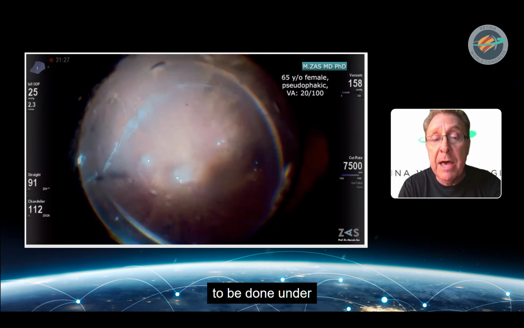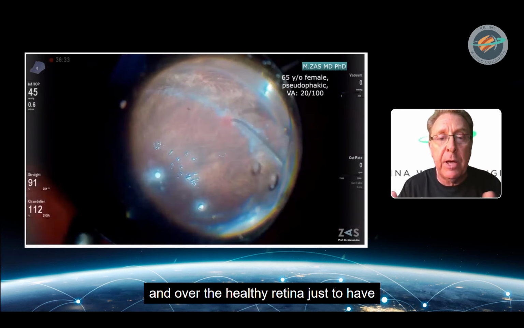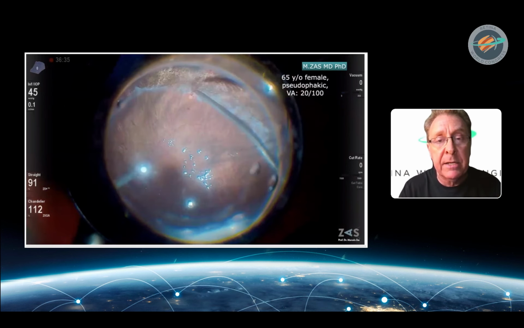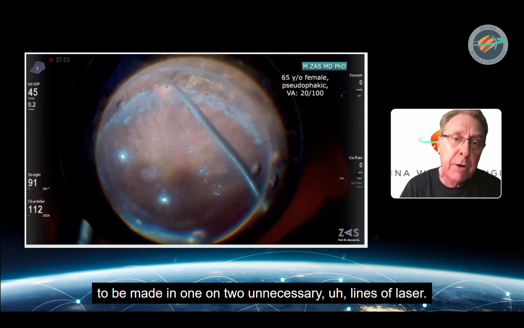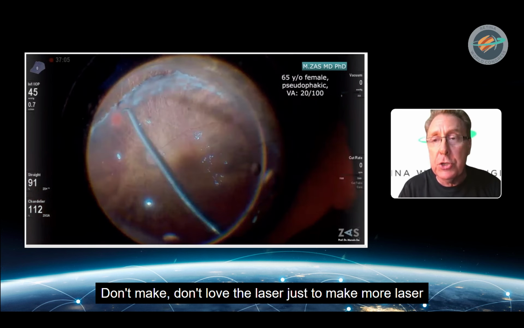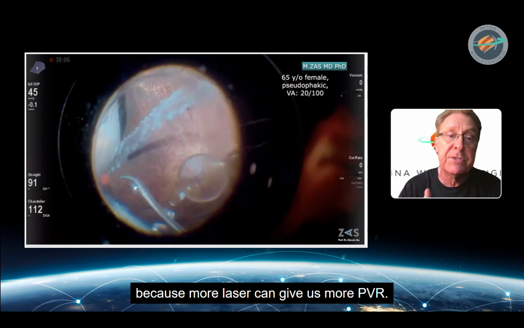The retinectomy has to be done under and over the healthy retina, just to have a relaxed retina, and then the laser has to be made in 1 or 2 necessary lines of laser. Don't overdo the laser just to make more laser, because more laser can give us more PVR.